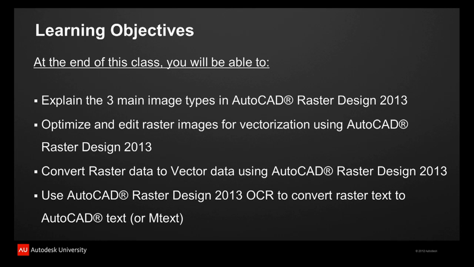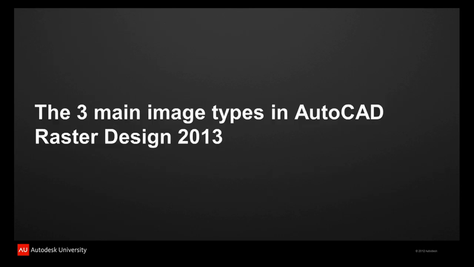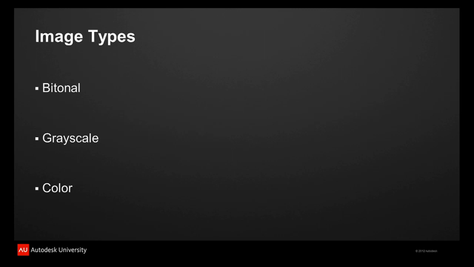So not just creating lines and circles, but also to be able to recognize text. Okay, we'll start off with the three main image types. First one that you'll see there is the bitonal image. So I've tried to arrange these in order of how many bits per pixel they actually use.